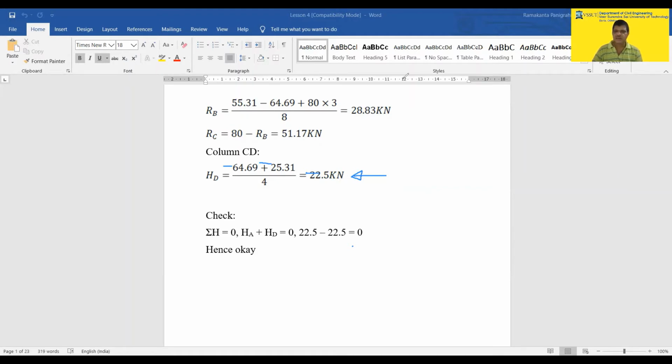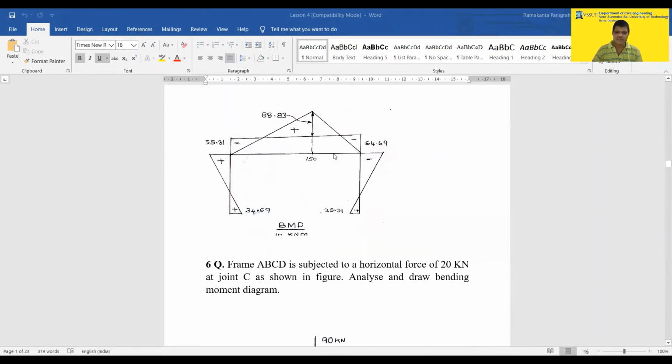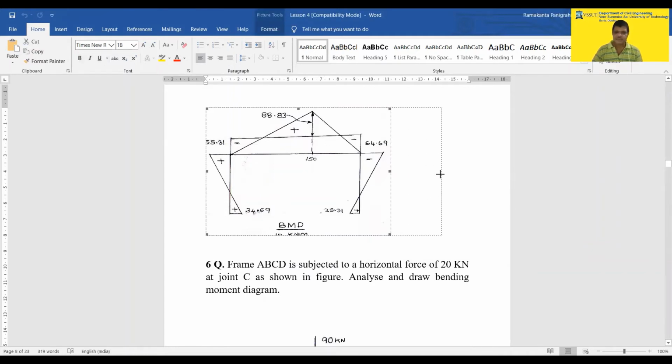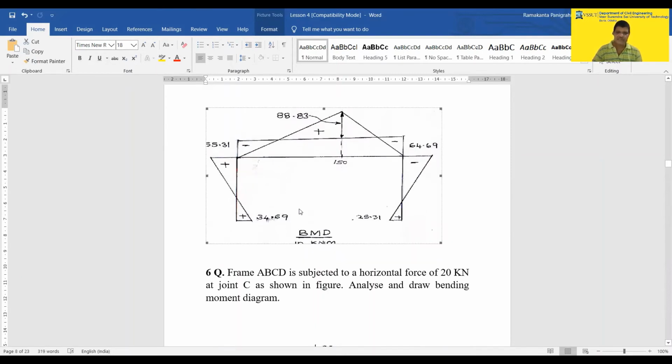Let us clear out things. Now, if you go for this checking, the problem is you have to find the bending moment diagram. Let's see the bending moment diagram, how it looks. So we have this 34.69 acting in the clockwise direction here. So clockwise means positive bending moment, and here anti-clockwise means positive bending moment.